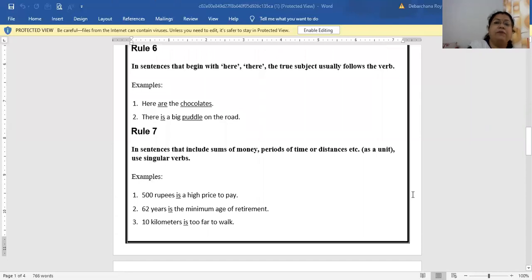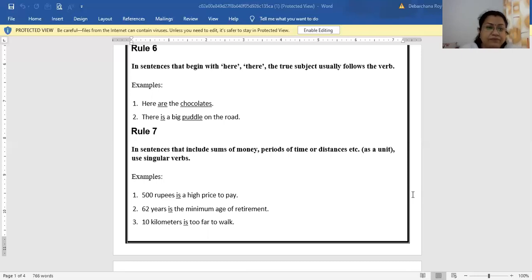In a sentence that begins with here or there, the true subject usually follows the verb. Okay, getting me? तो ये subjects verb को follow करेंगे.